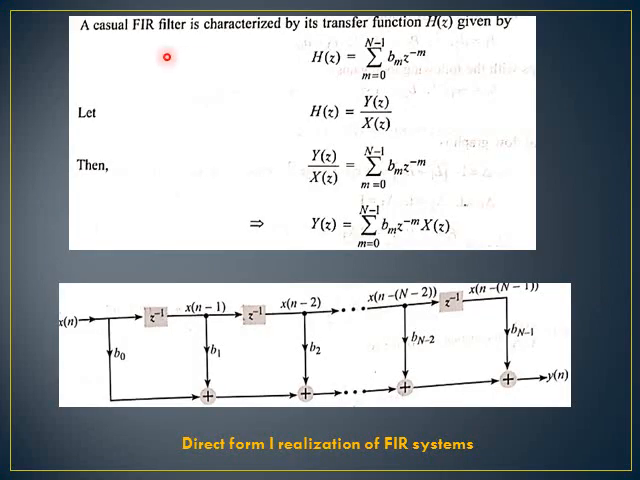A causal FIR filter is characterized by its transfer function H(z), given by H(z) is equal to summation m equal to 0 to N minus 1 of b_m into z raised to minus m, wherein H(z) is equal to Y(z) divided by X(z). Here, Y(z) is equal to summation m equal to 0 to N minus 1 of b_m into z raised to minus m into X(z). So looking at this expression, we will be drawing the direct form realization of FIR system. Here, only zero system exists in FIR filters.